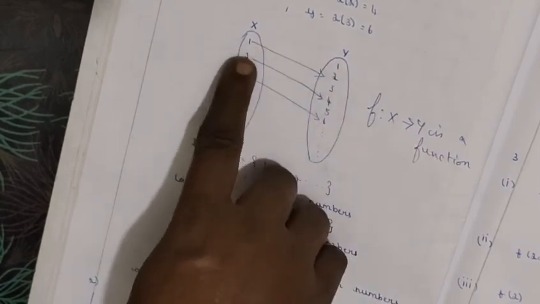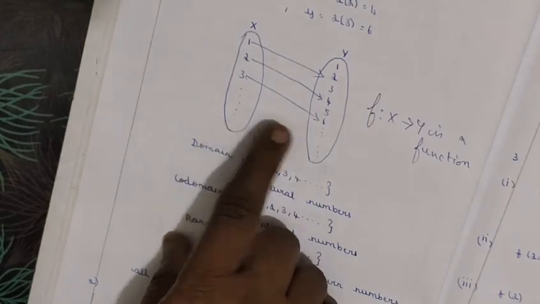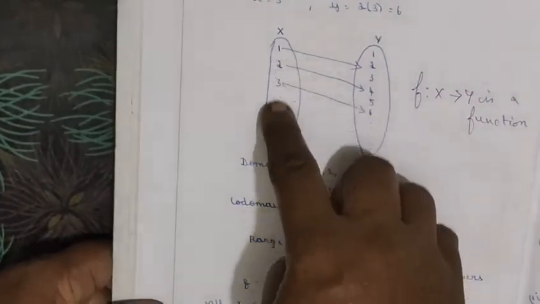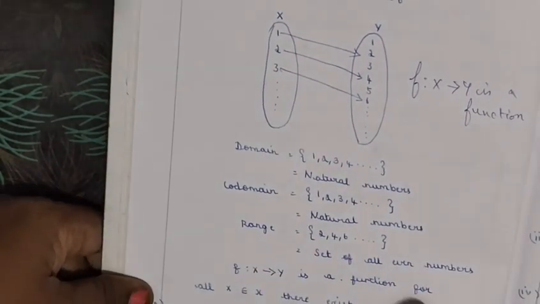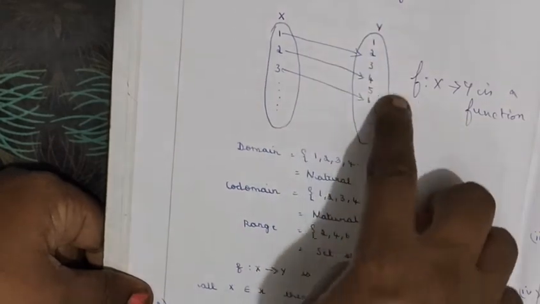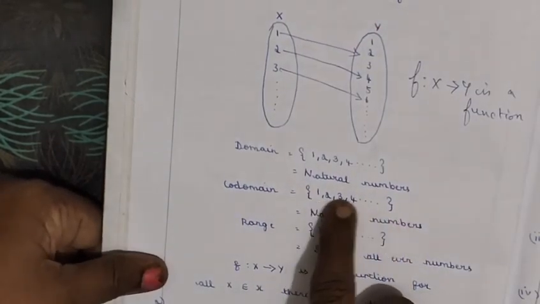So now here all are satisfied. So f is a function. Domain: I have always told you that this first set is always the domain. So 1, 2, 3, 4, etc. It is natural numbers. Codomain, that is also natural numbers.